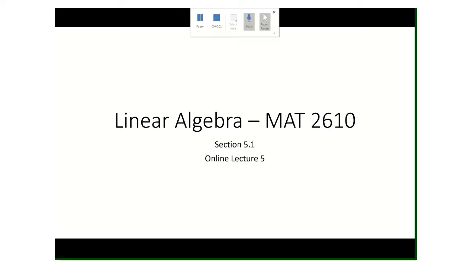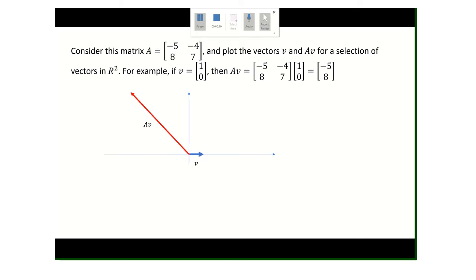Hey, this lecture is on section 5.1 out of the textbook on eigenvectors and eigenvalues. So, we've been playing with matrix multiplication, matrix vector multiplication. Let's take a look at something that happens sometimes.